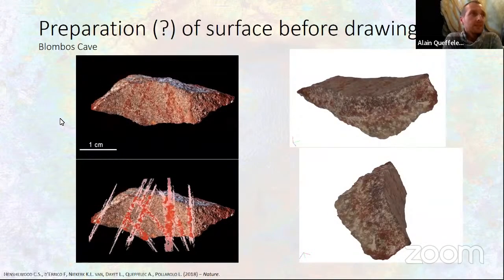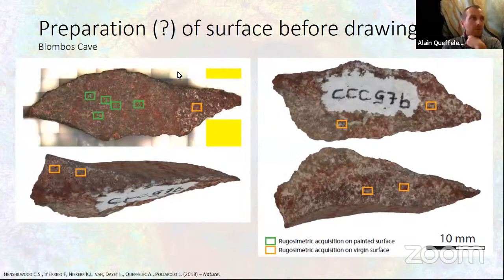Our goal here was to demonstrate that, as we thought by naked eye observation, the surface on which the drawing was made was not a natural surface of the artifact. As you can see here on the photogrammetric model of the artifact, this surface is indeed quite concave and quite smooth. We measured different points on the different sides of the artifact to compare the drawn surface with the other surfaces of the silcrete.